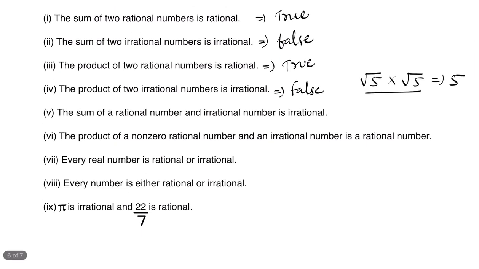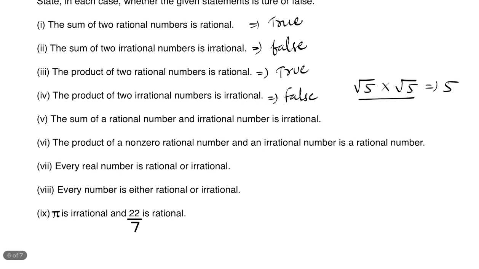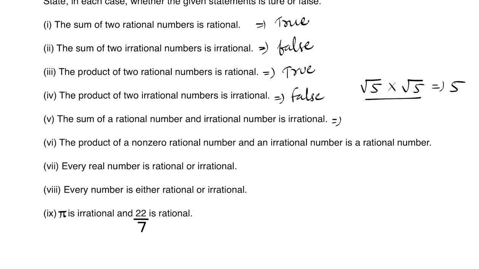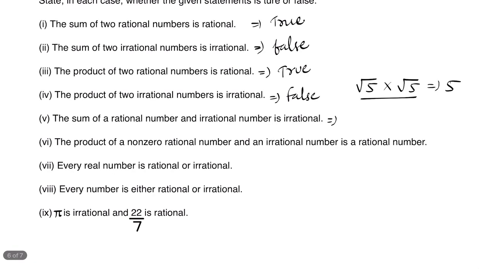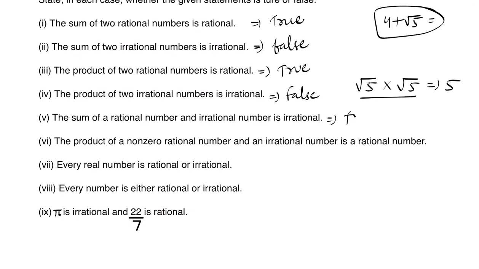Now, the sum of a rational number and an irrational number is an irrational number. Yes, this is always true. The sum of one rational number and one irrational number is always an irrational number. Okay, this is true.